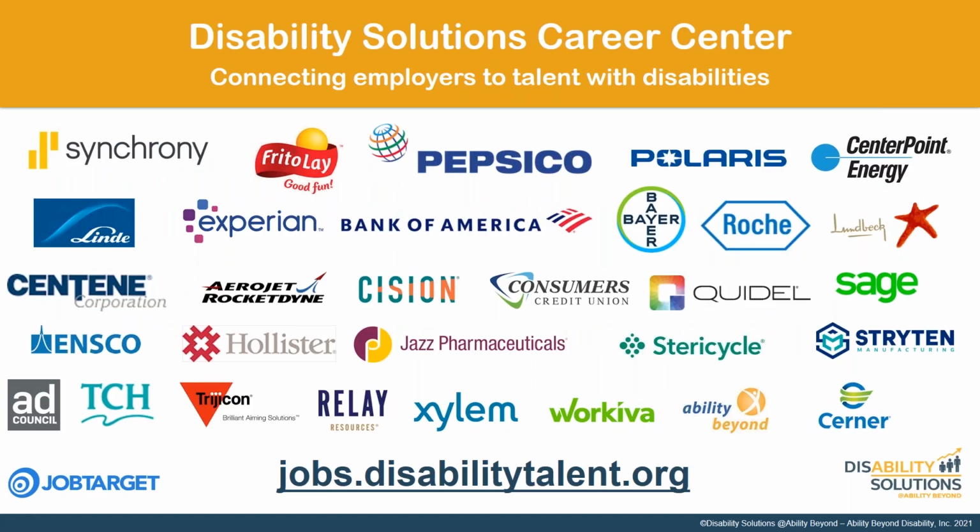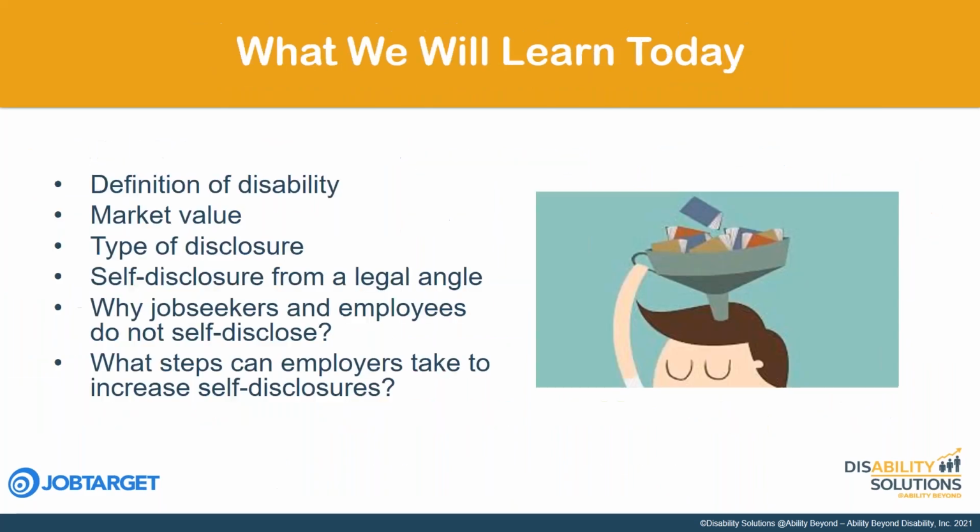Part of what we do is our Disability Solutions Career Center. So you can see all of our employers that we work with on the screen there. We, again, post our jobs on our site, and we do that proactive outreach to about 8,000 different talent partners who support and work with job seekers with disabilities.